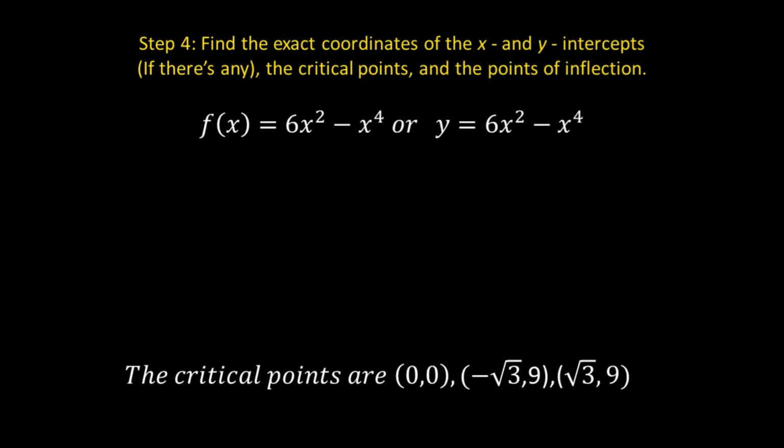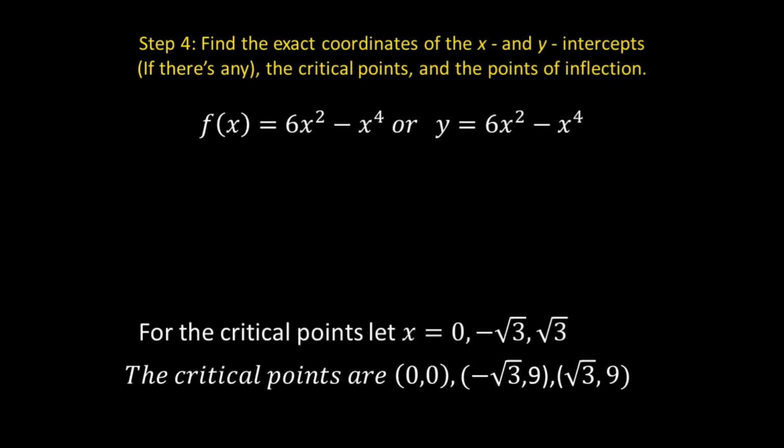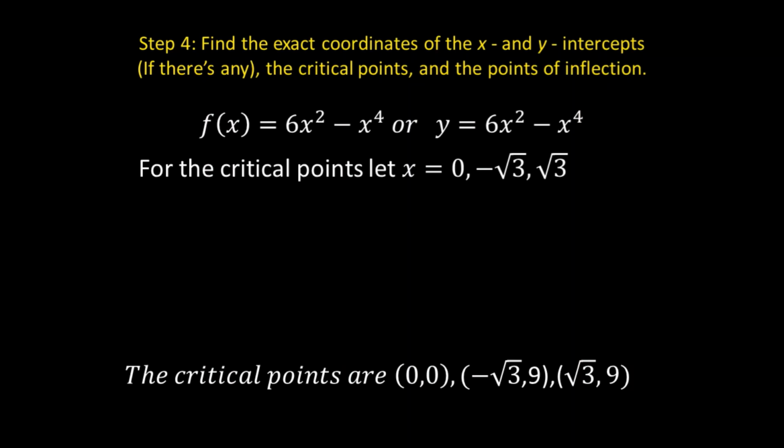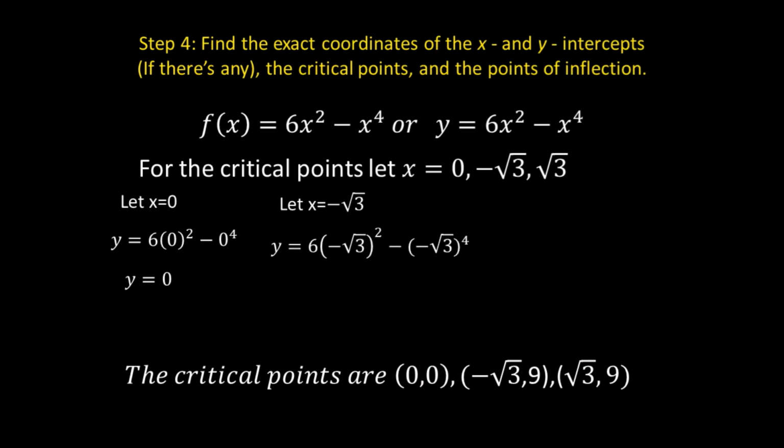For the critical points, we are going to substitute the values of 0, negative square root of 3, and square root of 3. For x is equal to 0, we have y is equal to 6 multiplied by 0 raised to 2 minus 0 raised to 4. The value of y is equal to 0. When x is equal to negative square root of 3, we have y is equal to 6 multiplied by negative square root of 3 raised to 2 minus negative square root of 3 raised to 4. The value of y is equal to 9.